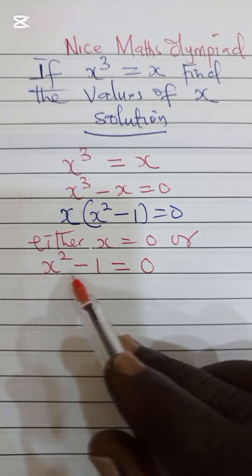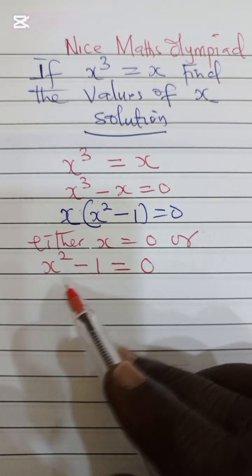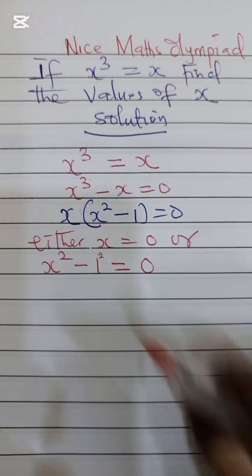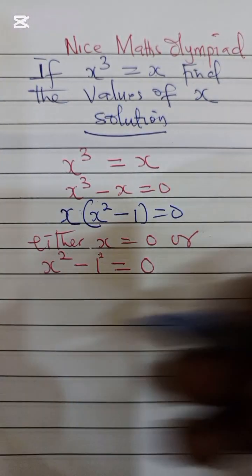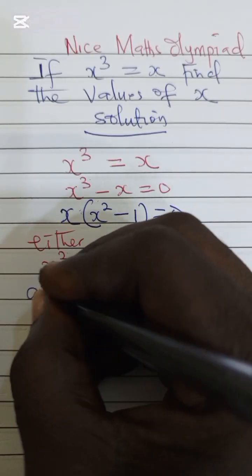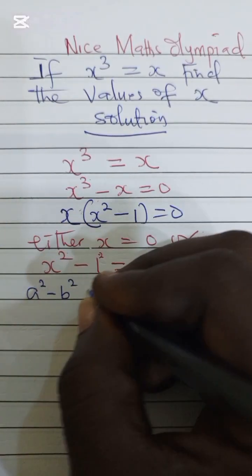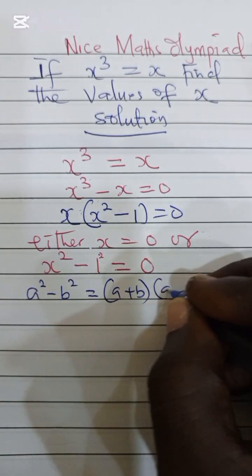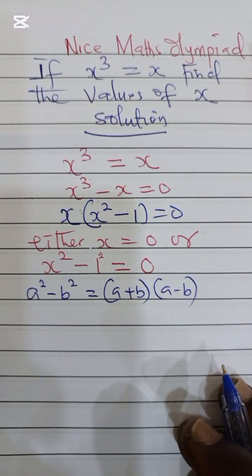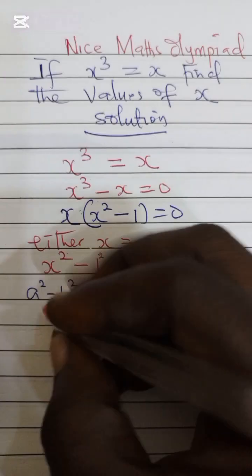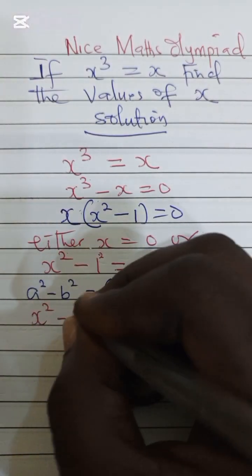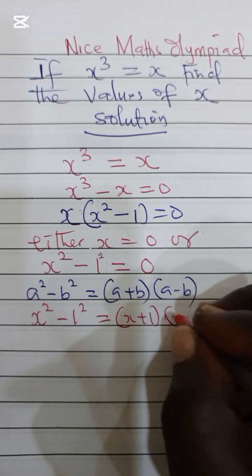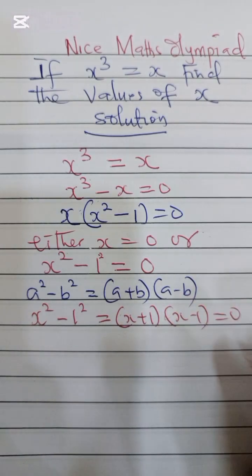But if you observe, we have x squared minus 1 equals 0. Of course, this is a difference of two squares. Very important. Because we have x squared, and this one we can write as 1 squared. It's still the same thing as 1. So recall that a squared minus b squared is the same thing as a plus b multiplied by a minus b. So we can write x squared minus 1 squared as x plus 1 times x minus 1, and it must be equal to 0.